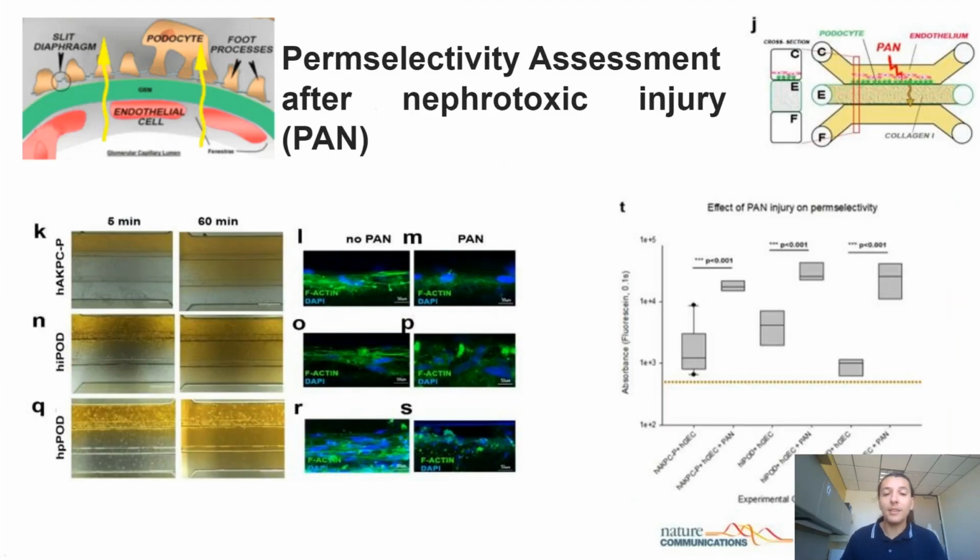When we did that in the chip, we were indeed able to cause a response in all the 3 cell lines, with loss of albumin that is shown in panel K and Q after 60 minutes. And we also showed that there was a disruption of the cytoskeleton by staining for F-actin.